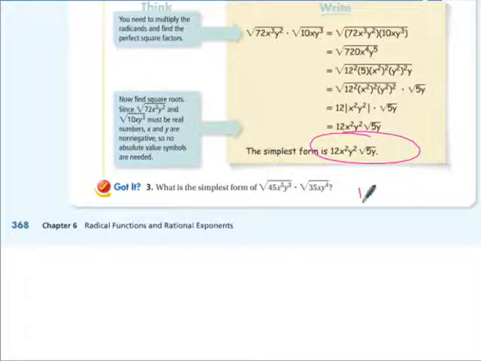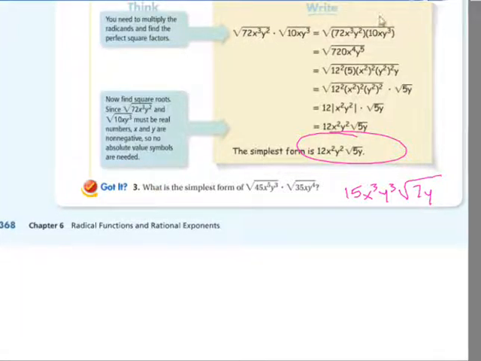All right, you've unpaused. Hopefully you got 15 x cubed y cubed times the square root of 7y. Again, if you didn't get that, I would suggest trying the problem again. Maybe you can find your mistake. If you still can't, make note of it somewhere, and we will go over that problem and how to simplify it in class.